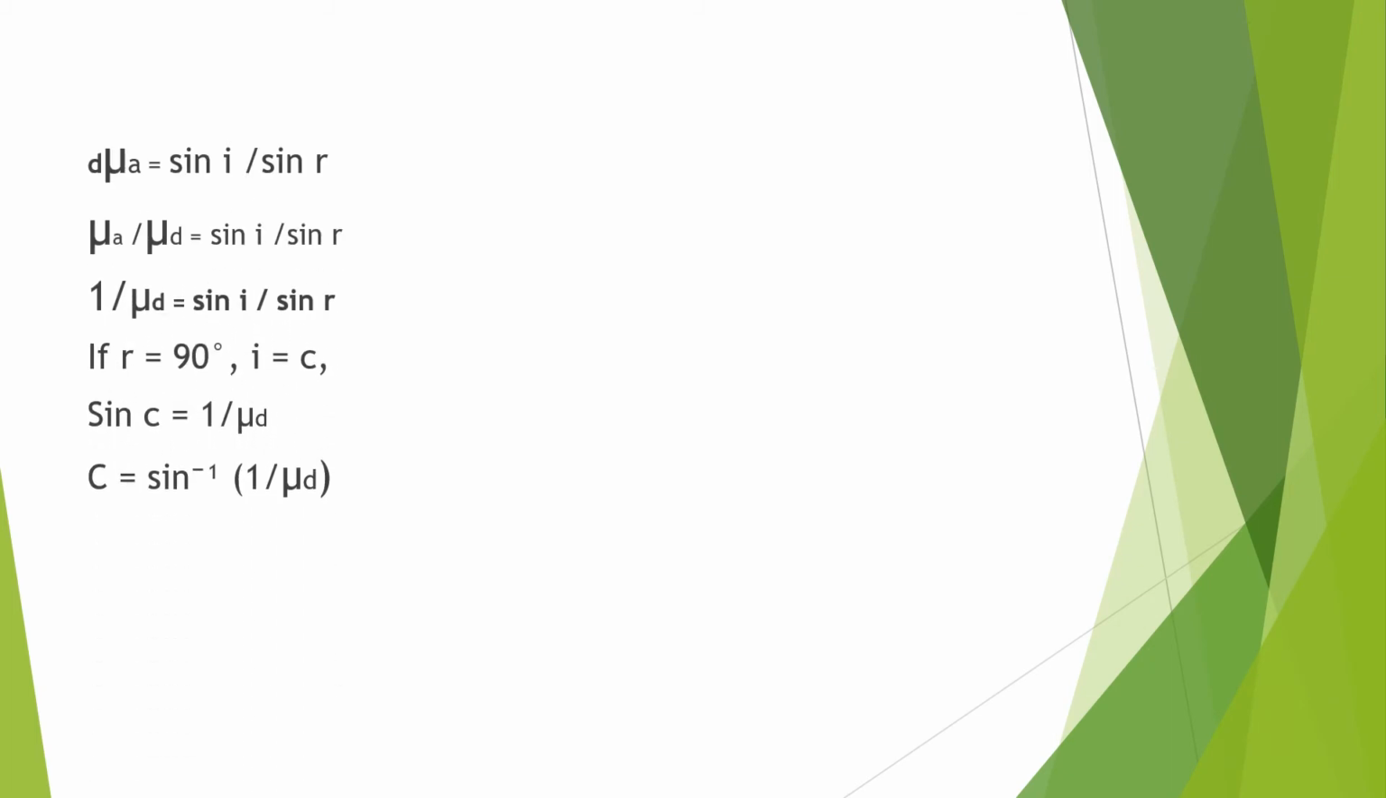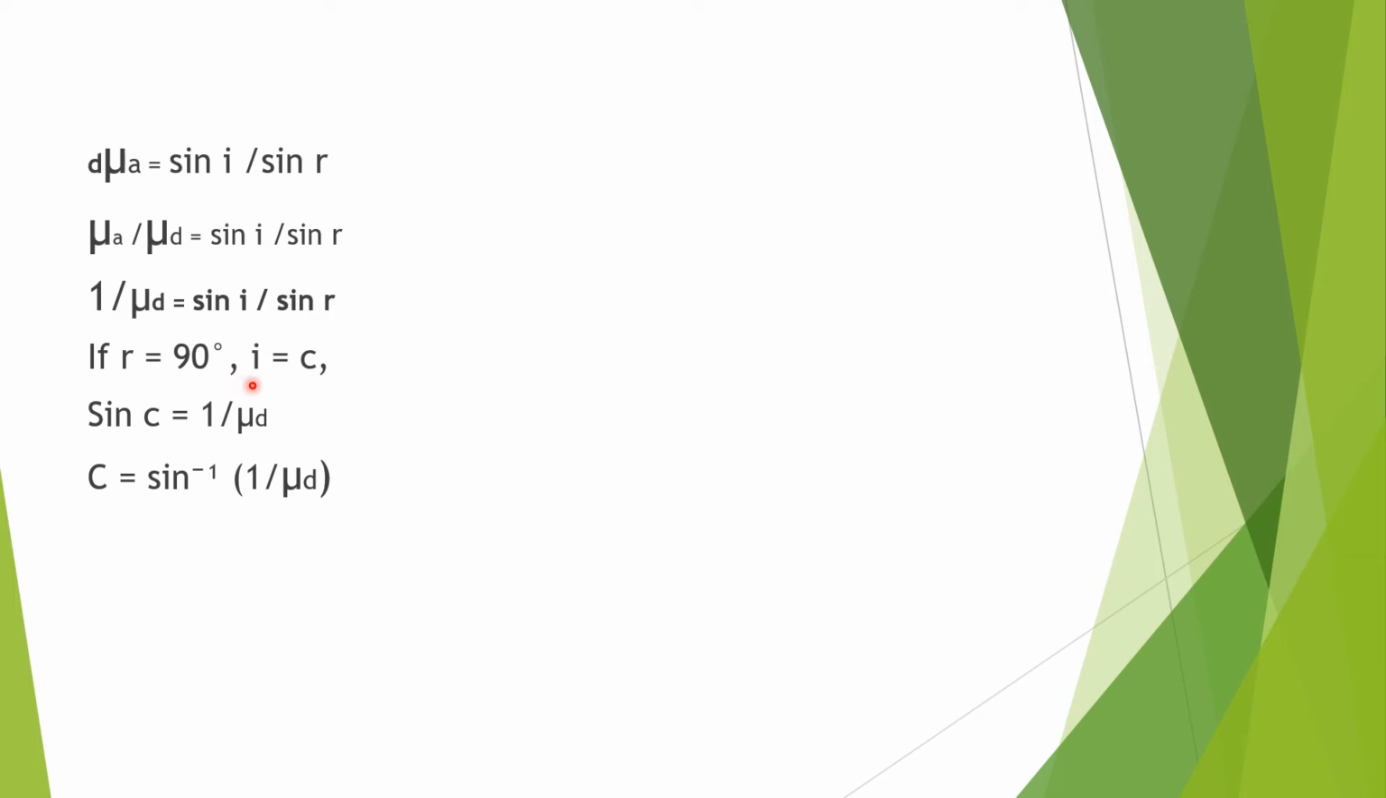This is Snell's law formula, right? Sin i by sin r, which we can write as mu A, the refractive index of air, divided by the refractive index of the denser medium, is equal to sin i divided by sin r. If mu A is 1 for air, meaning the refractive index of air is 1, we substitute 1 and divide by mu D, equal to sin i divided by sin r. We know very well that r is equal to 90 degrees at the critical angle, right? So that's what we are putting.